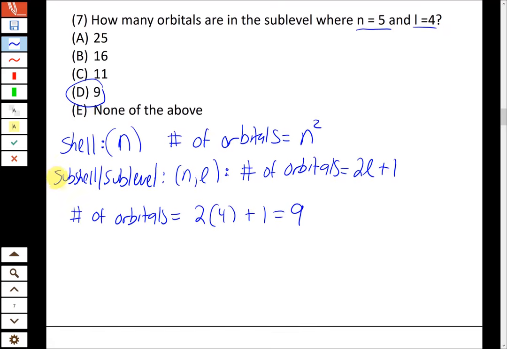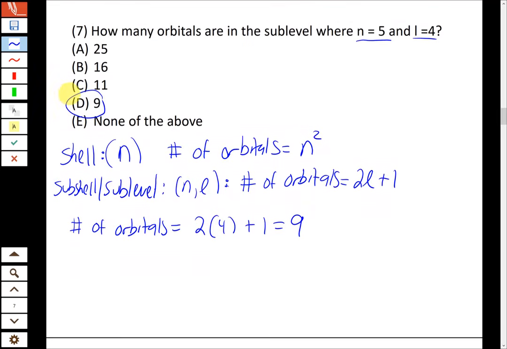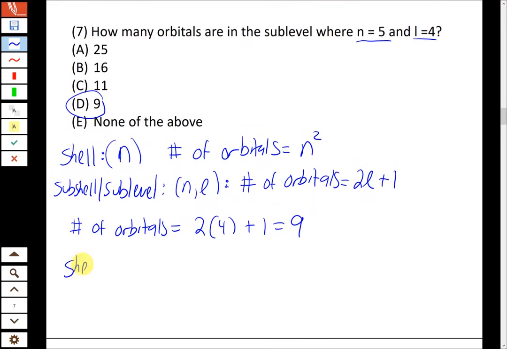A very related type of question would be how many electrons maximum can go into a shell or a subshell. And for that, you just have to remember these relationships here, and then, of course, that for each orbital, you can have a maximum of 2 electrons. So in a shell, the maximum number of electrons, again, this is the maximum number, not necessarily how many there will be, is just 2 times n squared. N squared is the number of orbitals.